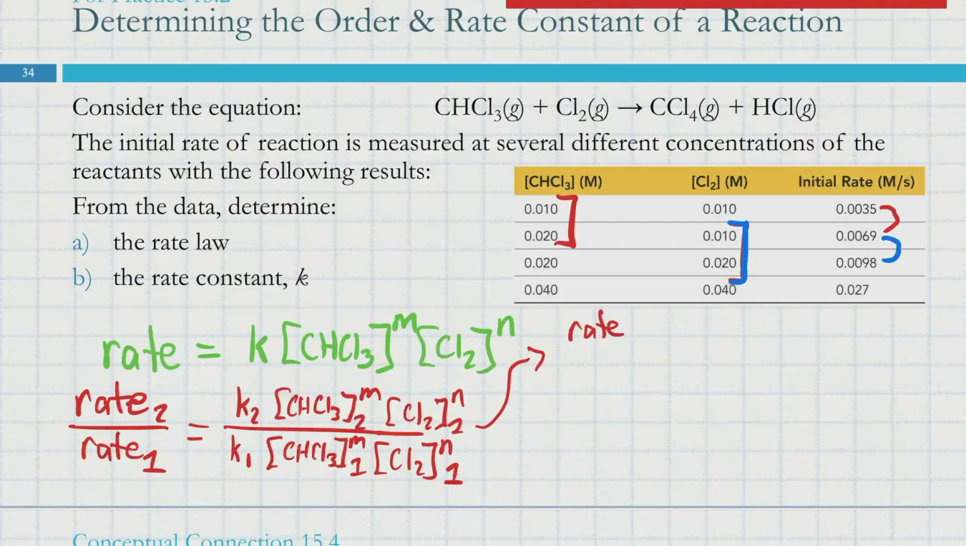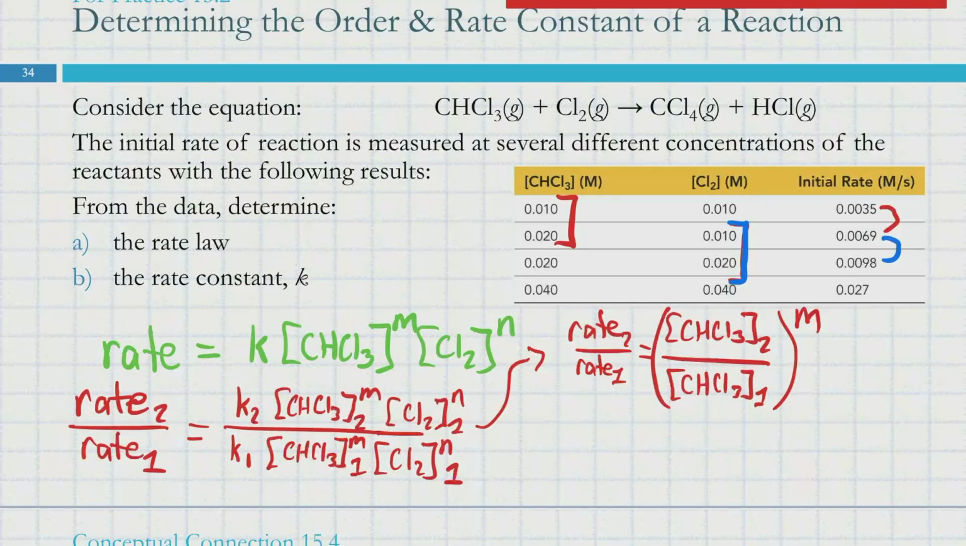So we can simplify this down to rate 2 over rate 1 equals, for the red set, concentration CHCl3 second state raised to the m power over CHCl3 in the first state, also raised to the m power. We pull out the m power. And this was that condensed, simpler form that I showed you. And then all we have to do is plug in values.